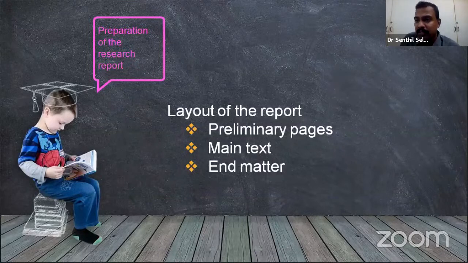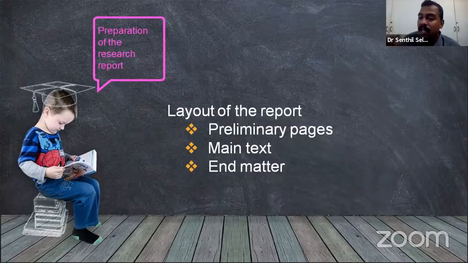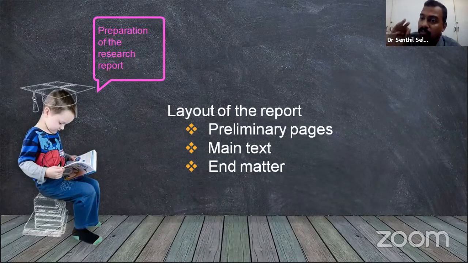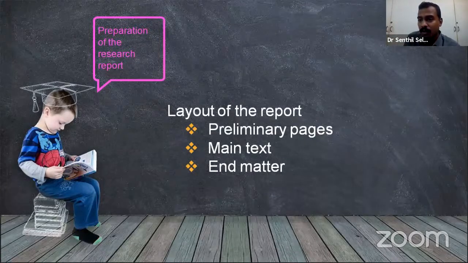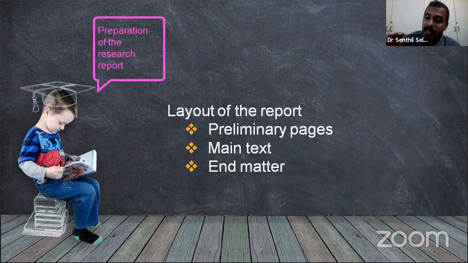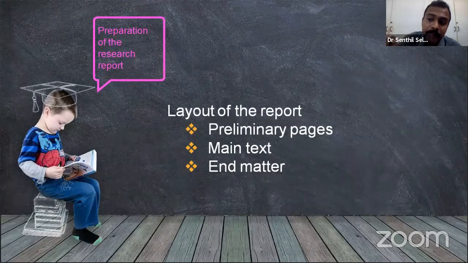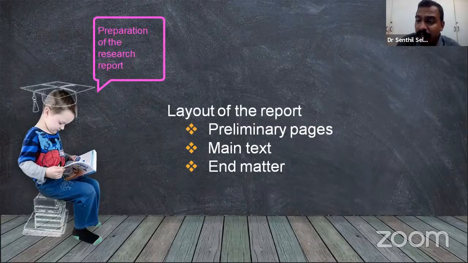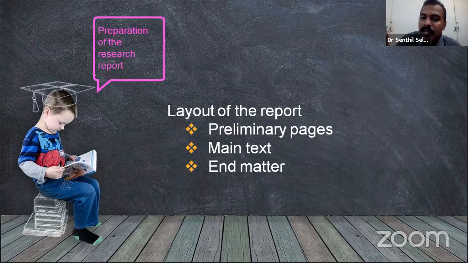The preliminary pages should have the title page, a certificate page, an acknowledgement or a foreword page, and a table of contents. In the table of contents, it should have the chapters, a list of figures, and a list of graphs. Everything should be listed out in the preliminary pages.